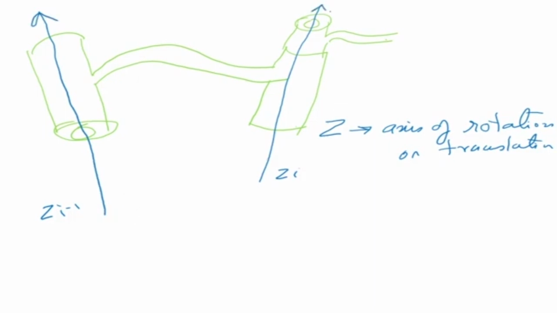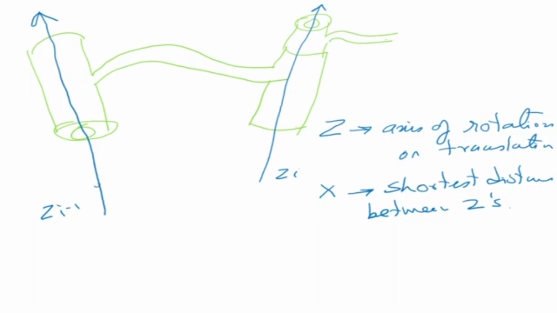Okay, now the second axis that we do, x, is the shortest distance between z's. We have seen in the previous slide that I draw a line which is parallel to this, and this is my angle alpha. Then I find the shortest distance like this, and say this is my z-axis and this is my x-axis, xi minus 1, zi minus 1. So the z-axis is the axis of rotation or translation, and x is the shortest distance between the z's.